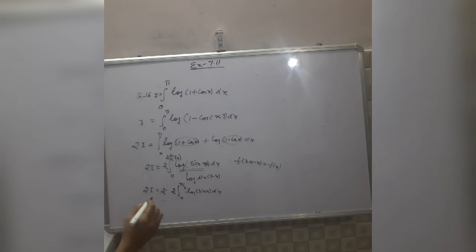Now using the property pi by 2 minus x, sine is changed into cos, so this can be written as log of cos x. This is the value of 2I, this is also 2I. You can cancel this 2 with this 4 also here, so if you take I then it becomes 2.